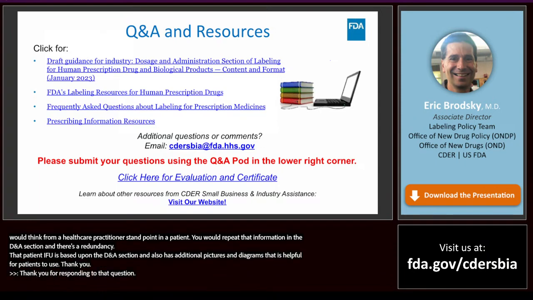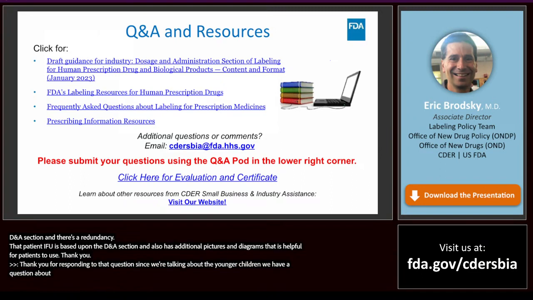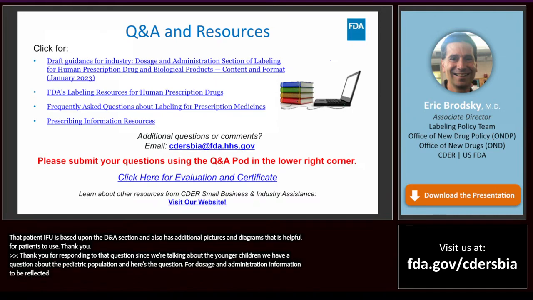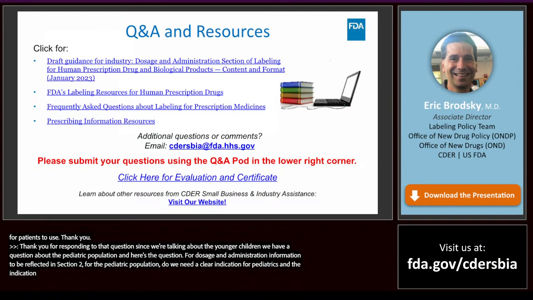Since we're talking about younger children, we do have a question about the pediatric population, and here's the question. For dosage and administration information to be reflected in Section 2 for the pediatric population, do we need a clear indication for pediatrics in the indication Section 1 first?